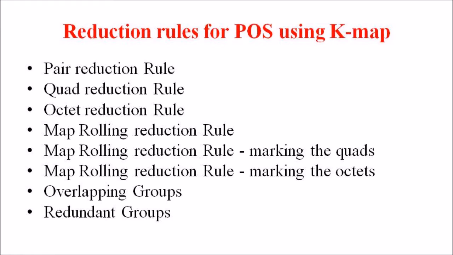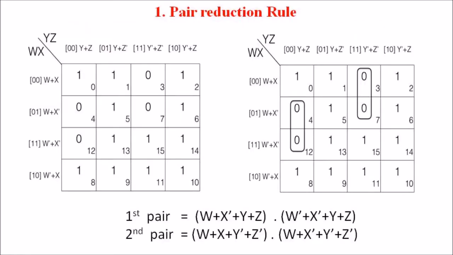Let us consider a 4-variable K-map as shown in this figure. Now we mark the cells in pairs having the value of 0. In the SOP we had marked the pairs with the values 1, but in the case of POS we should mark the cells with the value zeros. Thus we can get two sets of pairs.